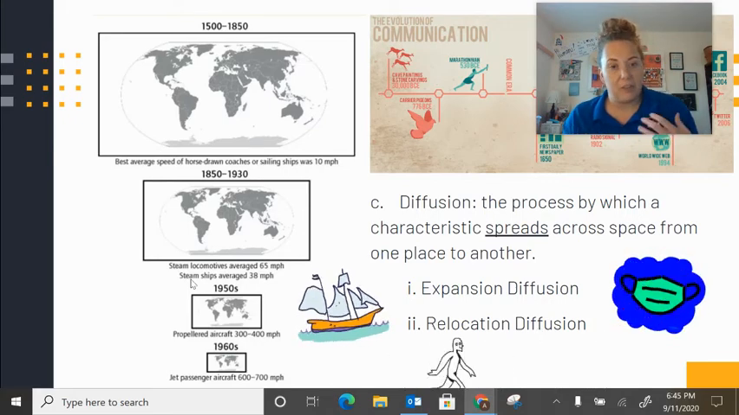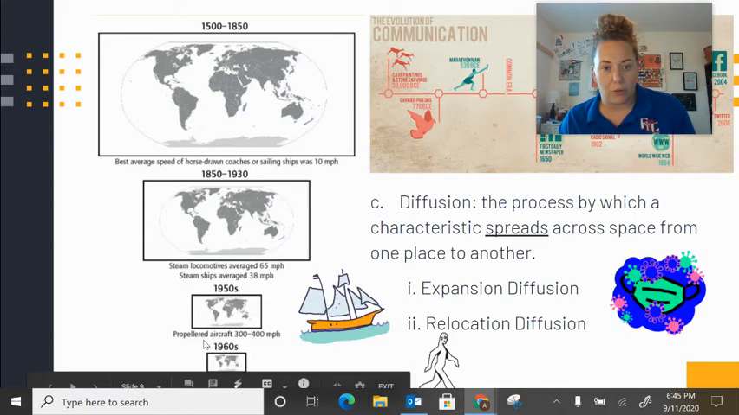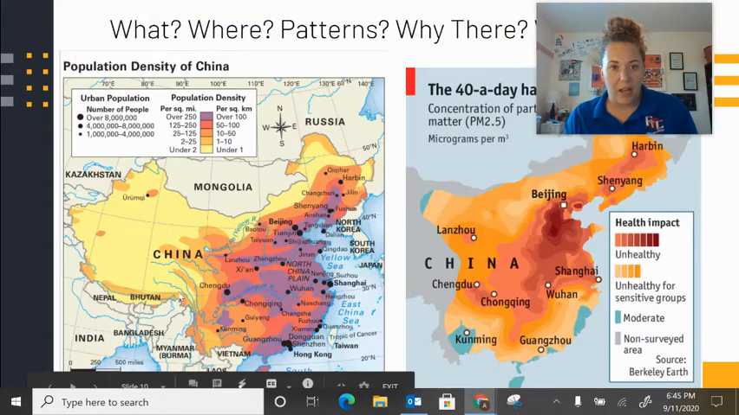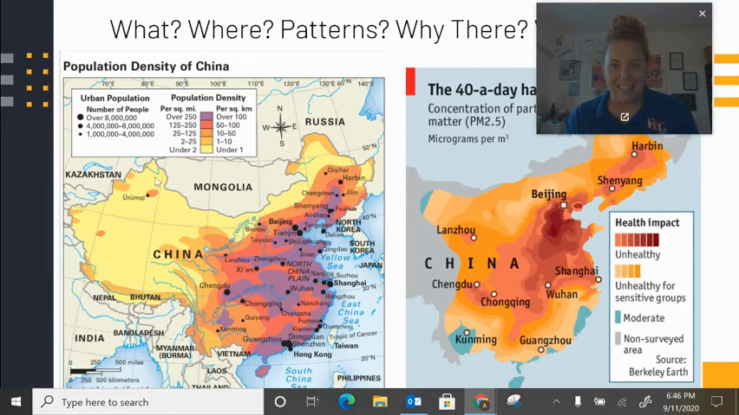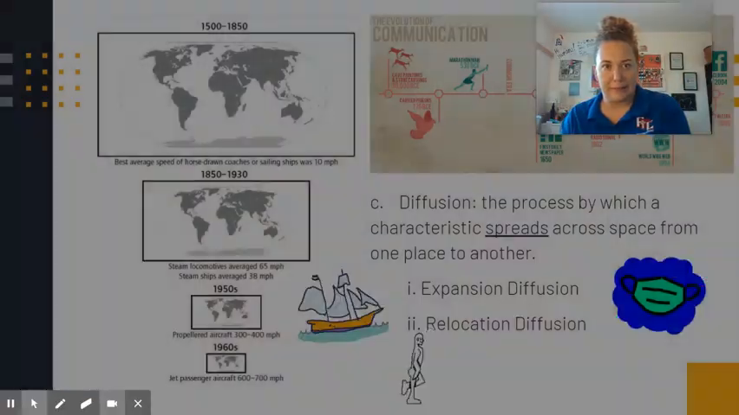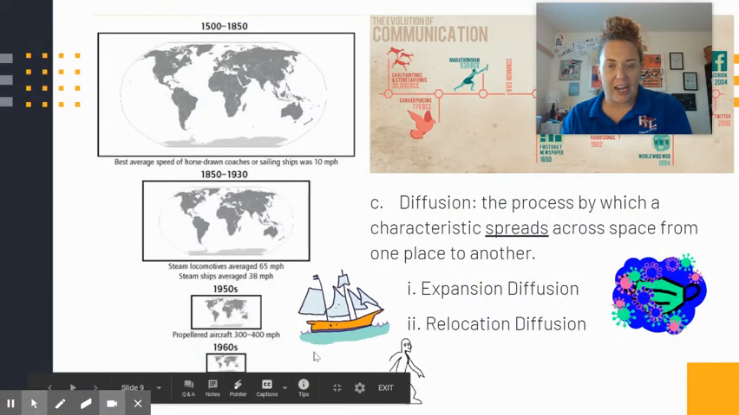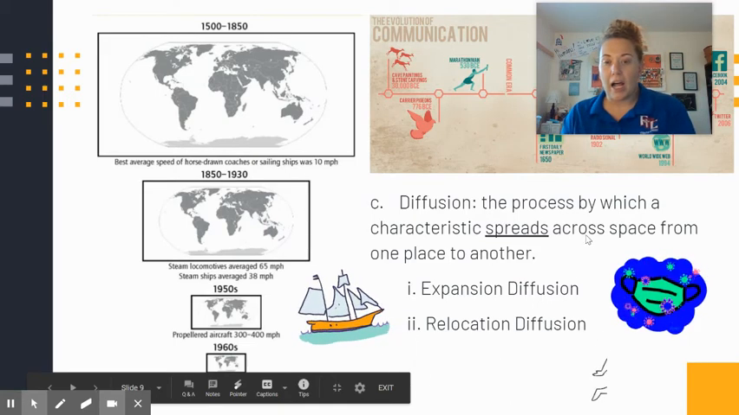Then in 1950s, we have aircraft that became available to go 300 to 400 miles per hour. And then, sorry guys, a little excited here, a little ahead of myself. And then we have passenger jet aircraft that we know can go upwards to 600-700 miles per hour.